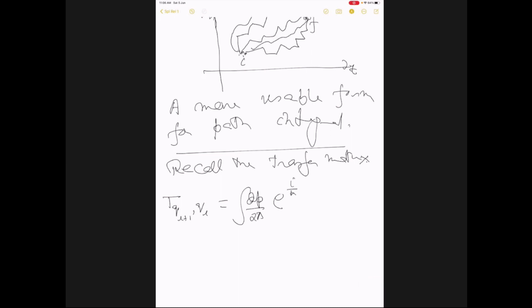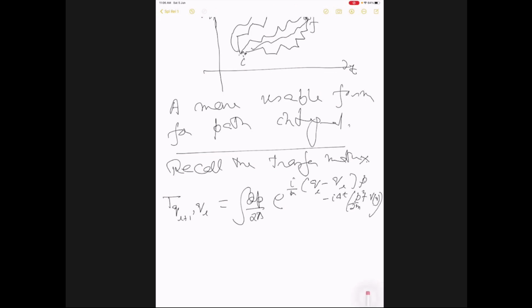I over h cross QL minus QLP minus I delta T P square by twice M plus P. That was our expression for the transfer matrix, if you remember.